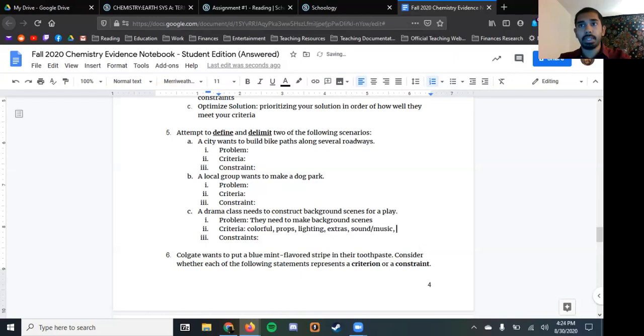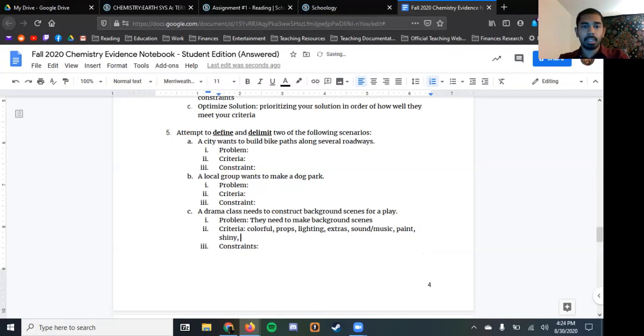What else do I want? Let's say I want paint, right? I want it to look really shiny, et cetera, right? These are all things I would like my background to have. What are my constraints? Well, the constraint is that the size of my stage is very limited. Size of stage is limited. What else is a major constraint? Well, the budget is always a major constraint.